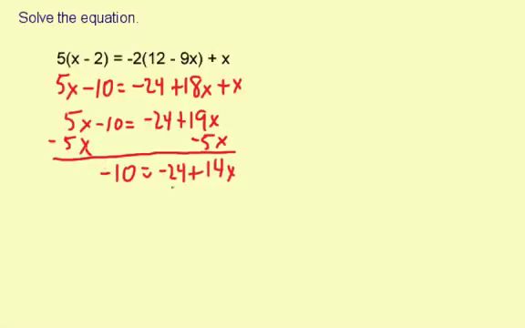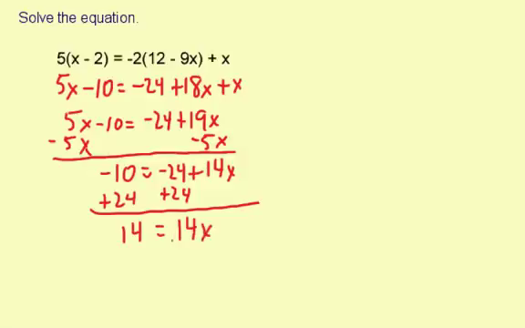Next step, I want to get this 14x by itself, so I'm going to add 24 to both sides. Plus 24. And then negative 10 plus 24 is 14. And negative 24 plus 24 is 0, so I'm just left with 14x here. Divide by 14 because the 14 times x. And we're going to get 1 equals x.